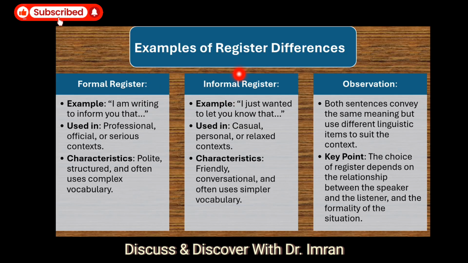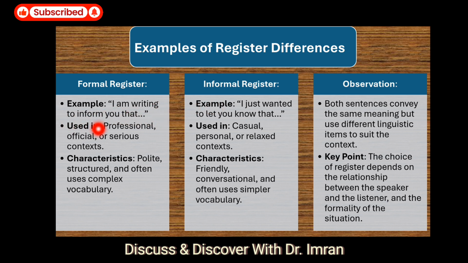Now, examples of register differences. Formal register, for example: I am writing to inform you that. And informal register will be: I just wanted to let you know that. So this is one kind of situation and this is another kind of situation. This change is because of the use of language, when the situation or the purpose of communication changes.